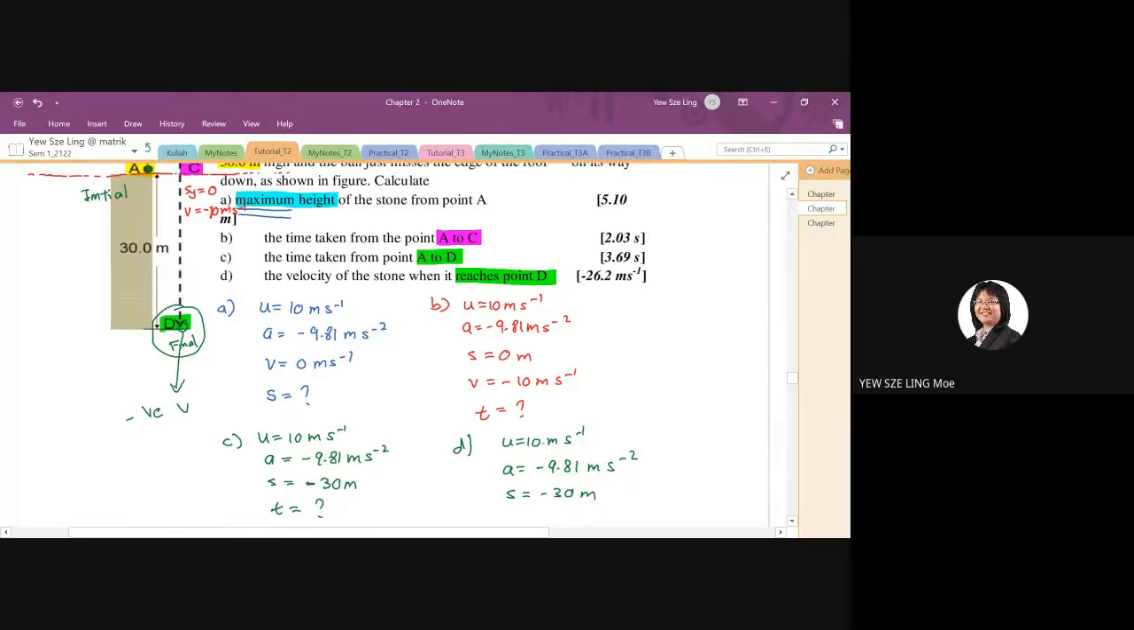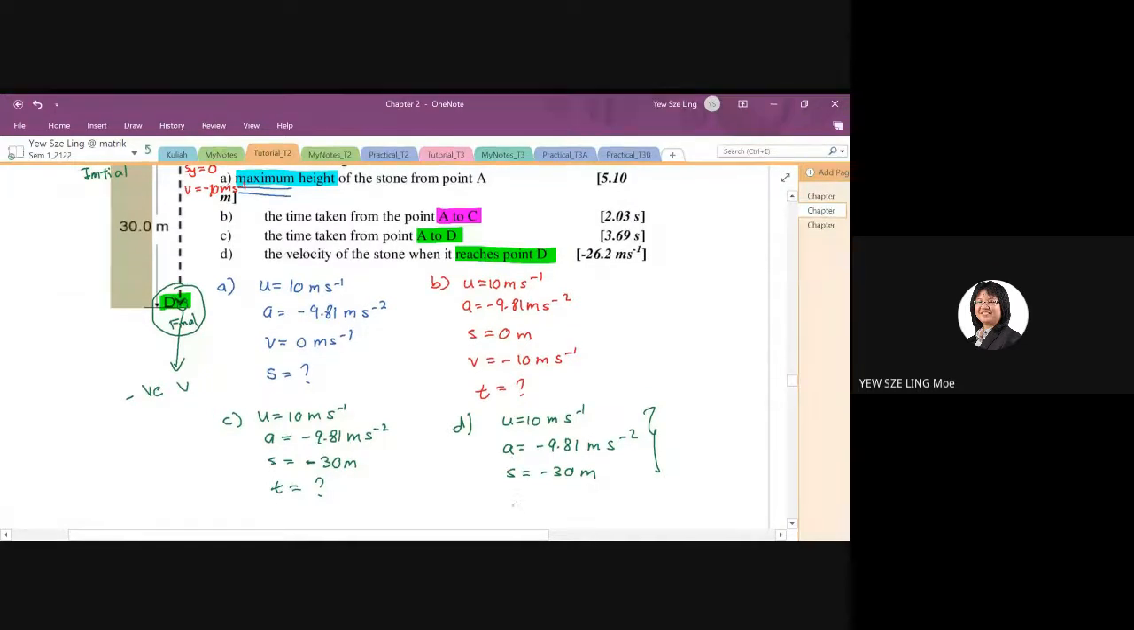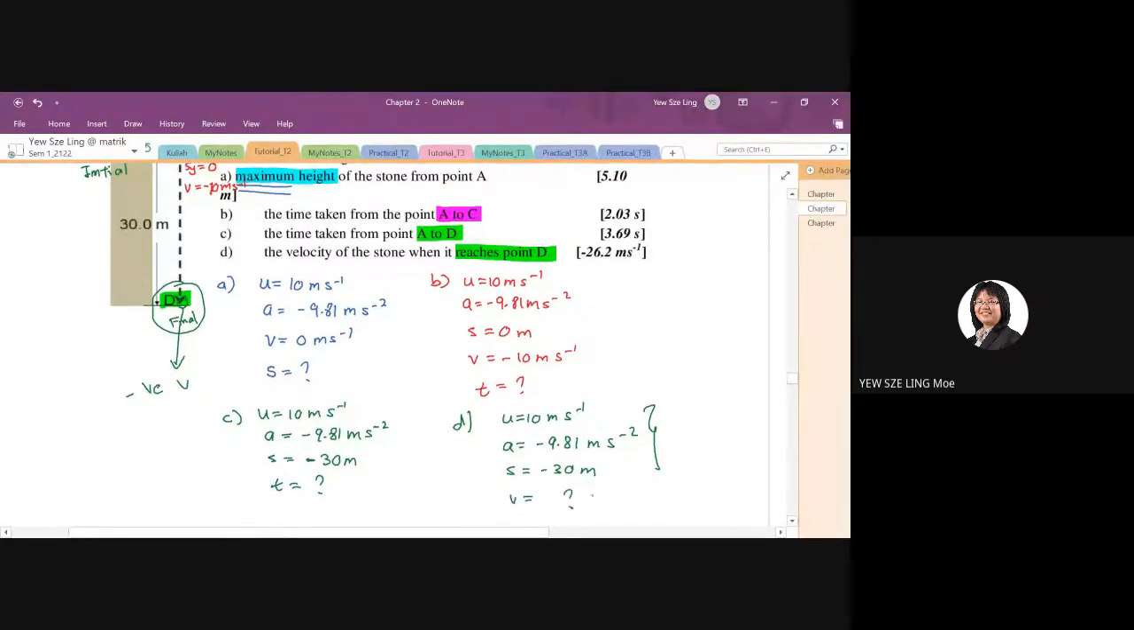So basically, you can use this set of information from question C. So C and D, they are actually the same. They refer to the same situation. So from here, you can then calculate V. And remember, your V must be a negative value because at point D, the motion of the object is going downwards. It's heading downwards.